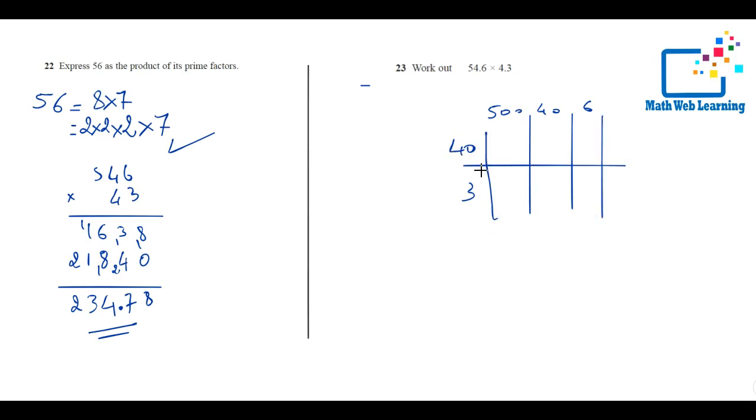So you do 40 times 500. 4 times 5 is 20, and you've got 1, 2, 3 zeros. 4 times 4 is 16, 1, 2 zeros. 4 times 6 is 24, 1 zero. Right, let's do that. 3 times 5 is 15, 2 zeros. Okay, that's a 1 there. 3 times 4 is 12.